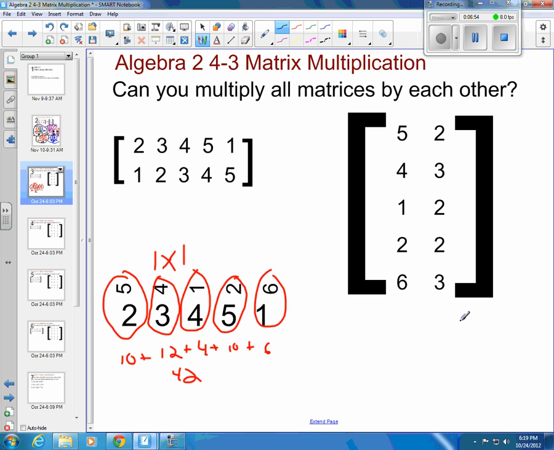So let me grab my matrix. This will be where I put my answer. That was my first row times my first column. So my first row, first column answer is the 42.